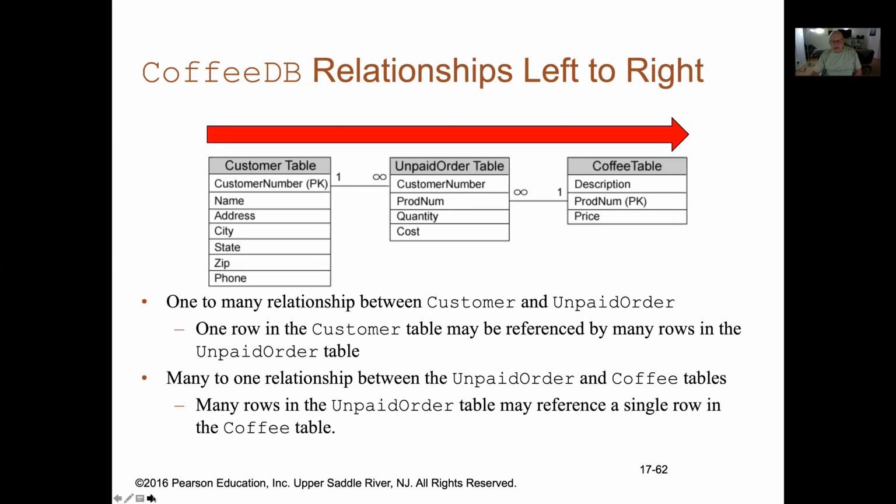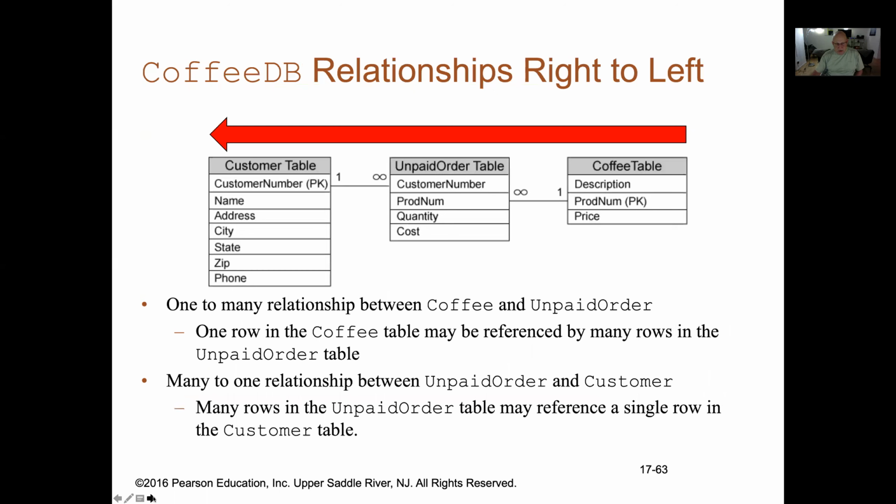So one-to-many relationships between the customer and unpaid order. One row in the customer table may be referenced by many rows in the unpaid order table. Many-to-one relationships between the unpaid order and coffee tables. Many rows in the unpaid order table may reference a single row in the coffee table. So one-to-many relationships between coffee and unpaid order, and many-to-one relationships between unpaid order and customer.